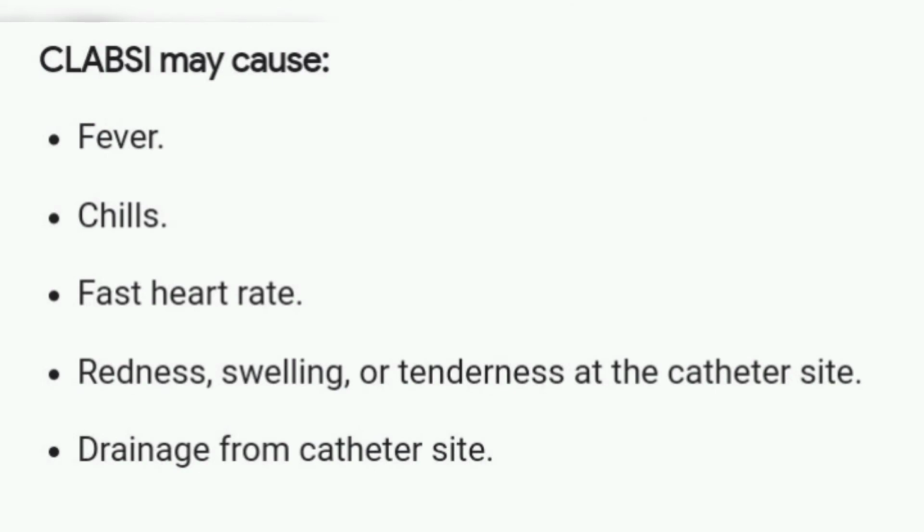What are the signs and symptoms of CLABSI? We come to know the patient has developed a catheter related bloodstream infection when there are symptoms like fever, chills, increased heart rate, redness, swelling or tenderness over the catheter site, or drainage from the catheter, and we can also see an increased total count. These are the signs and symptoms of CLABSI.